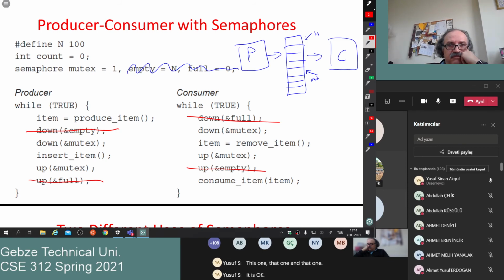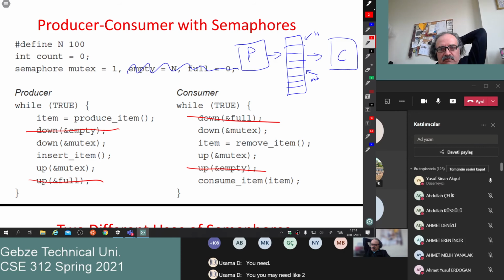I think you need 2, not only 1. I need a second mutex, or a second semaphore. You may need 2 semaphores, but not the mutex. I need 2 more semaphores. So empty and full, but not mutex. Two semaphores, and that's it. Is that what you are saying?